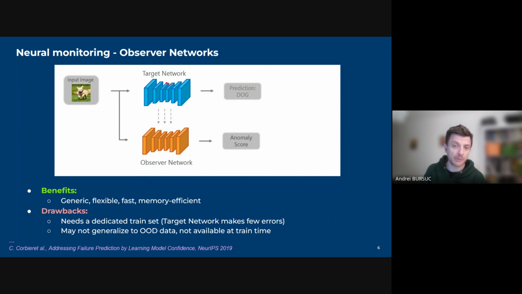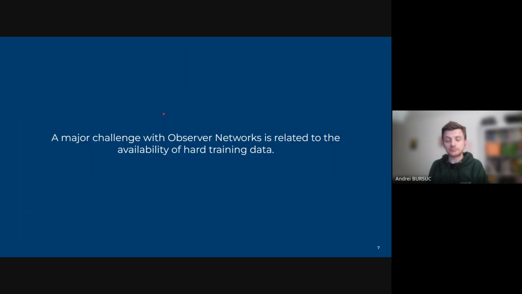Another potential drawback of these methods is that they may not generalize to OOD data that is not available at runtime. They are usually trained to predict the confidence of the target network on a certain training data set, usually from a similar distribution as the target network, because we're usually limited in the amount of data that we can use for training.